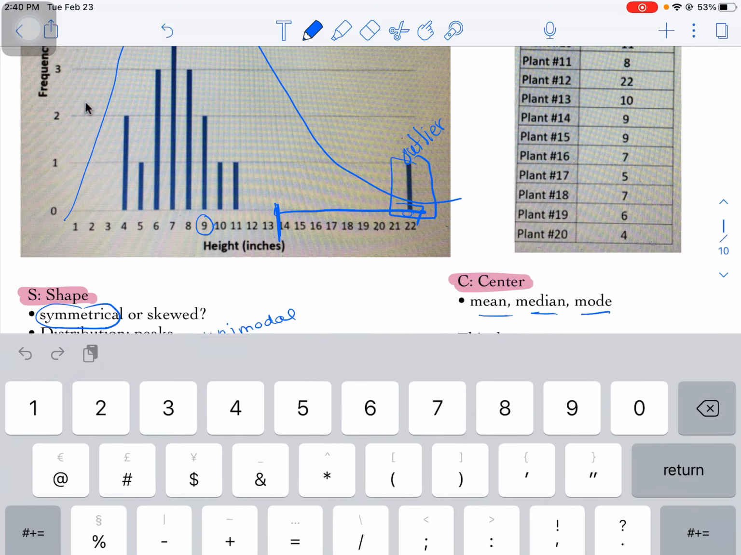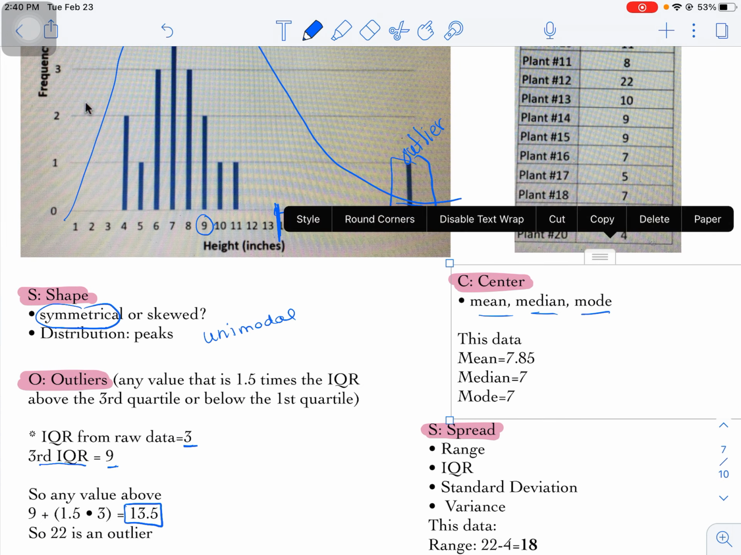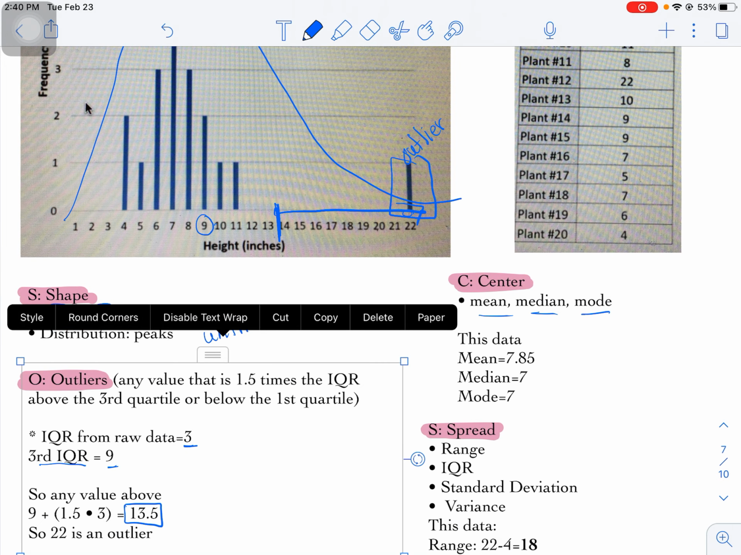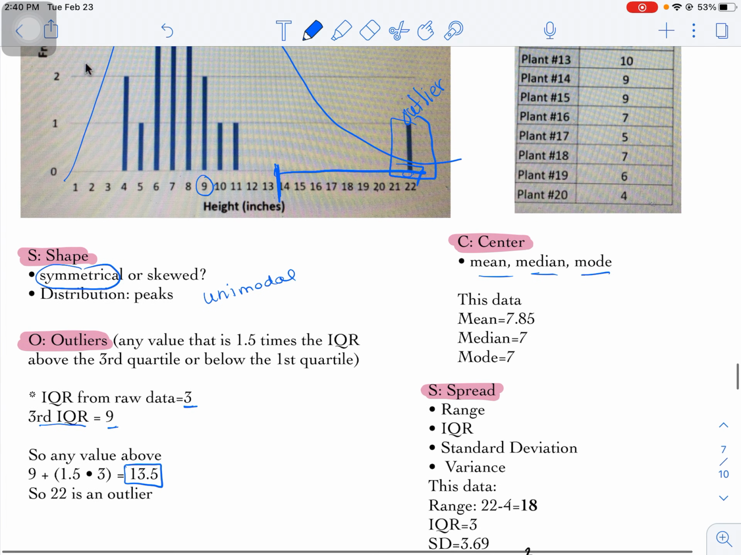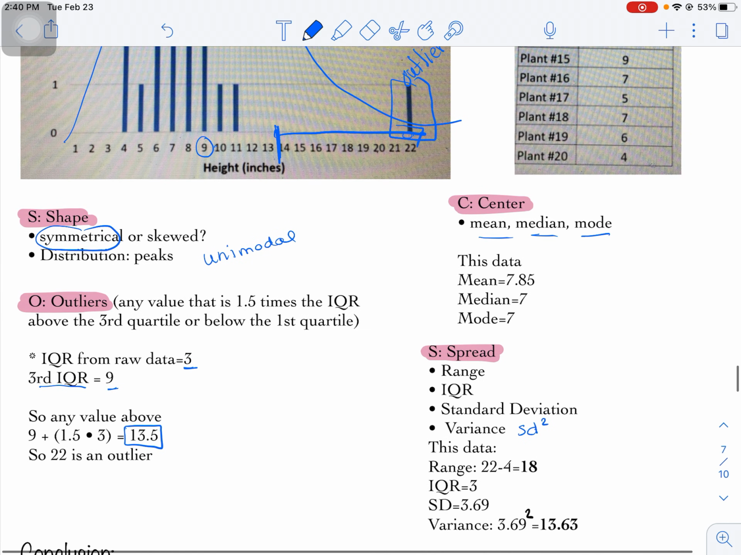Then I look at my spread. Your spread is looking at your range, which we know is the biggest number minus the smallest number. It's also looking at your interquartile range, which we already know, your standard deviation, and your variance. Now, our variance is our standard deviation squared, okay? So when we look at this, our range is 18. Our interquartile range is 3. We'd already calculated that for the other one. Our standard deviation is 3.69, and again, they use population, not sample.